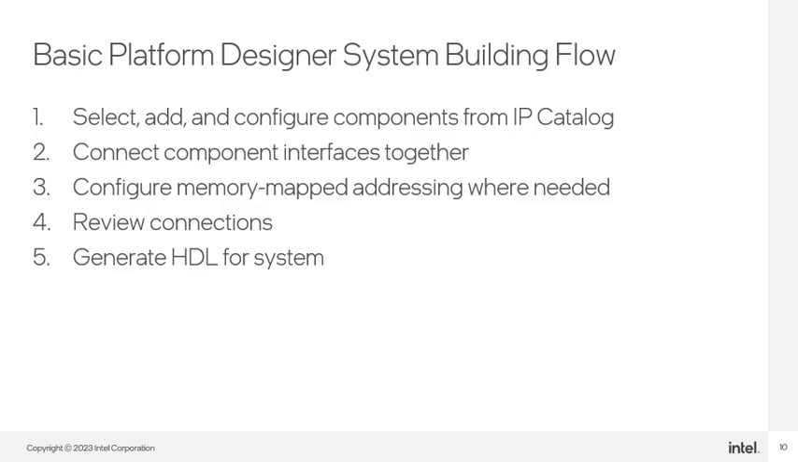Building a basic system design in Platform Designer involves 5 main steps. First, select the components you want in your system from the IP catalog and configure them using each component's parameter editor. The parameter editors provide a graphical tool for selecting each component's optional settings.